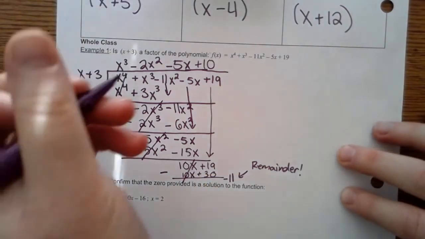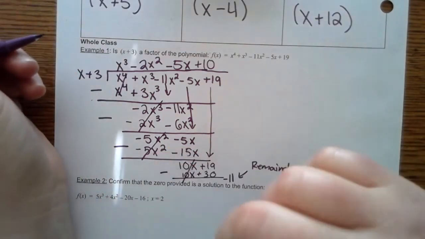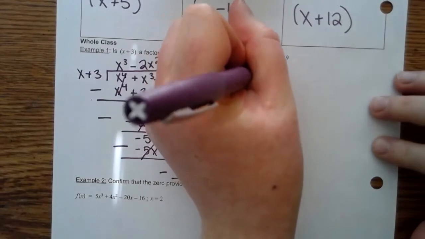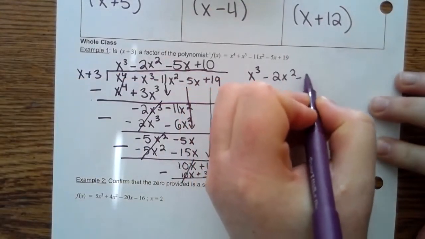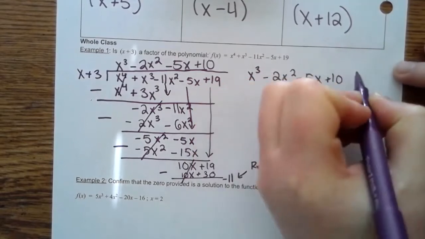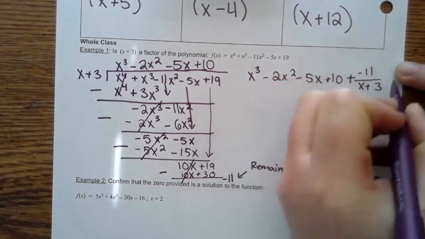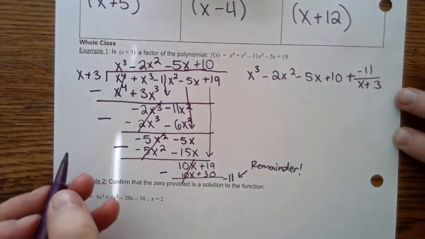To write your remainder, here's our final answer. When I did this division, I got x cubed, and I'm going to take this answer right here, minus 2x squared minus 5x plus 10 plus negative 11 over x plus 3. That's how you write your remainder. So because I have a remainder, it is not a factor.